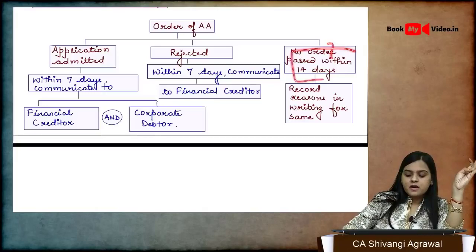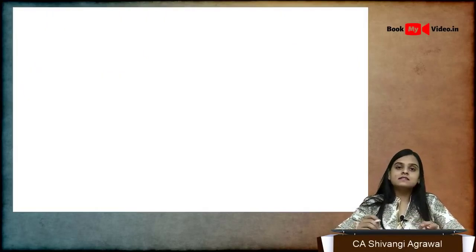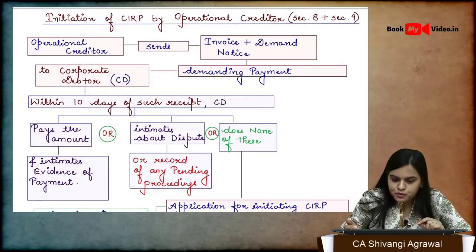And if no order is passed within 14 days, you have to record reasons in writing for the delay. So shall we move further?